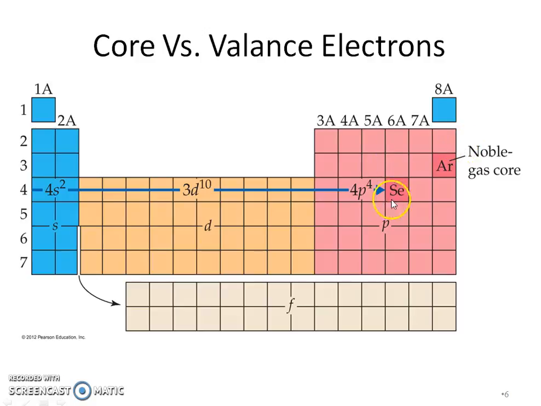So if we take Se, for instance, as an example, the core electrons would be argon. It's always the noble gas that happens prior to the element. It's always the noble gas, so anything in group 18, but before the element. And then these right here, the 4s2, the 3d10, and the 4p4, would be your valence electrons. So your core electrons are always going to be the ones on the inside, and of course your valence electrons are going to be the ones on the outside, the outermost energy level.